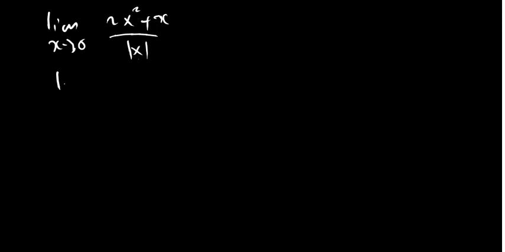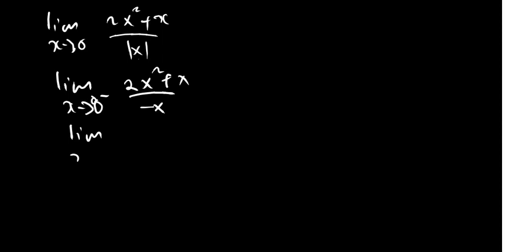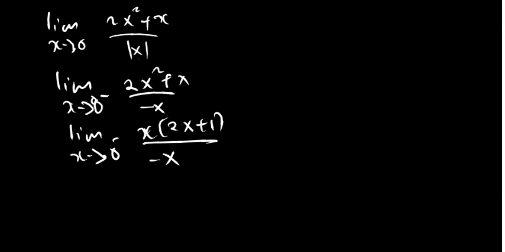Because if we are going to say limit as x approaches 0 from the left side, then this one we're going to get now as negative. We say this, then we put negative x, and then we factor out x, right? Then we're going to have limit. Don't forget to bring in the limit here, guys. So it's going to be x, open brackets, 2x plus 1, and then divided by negative x. So this one will go there.